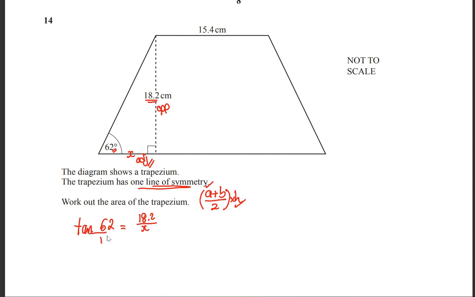If I do cross multiplication here, x will be equal to 18.2 divided by tan 62, and we can do it on the calculator.